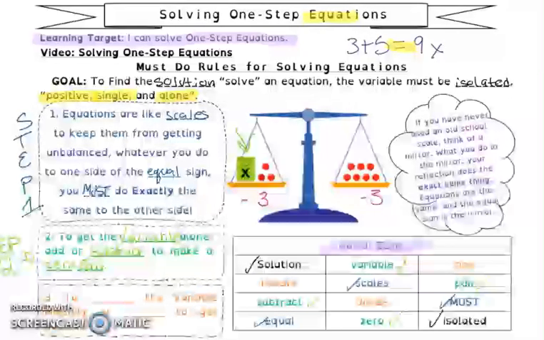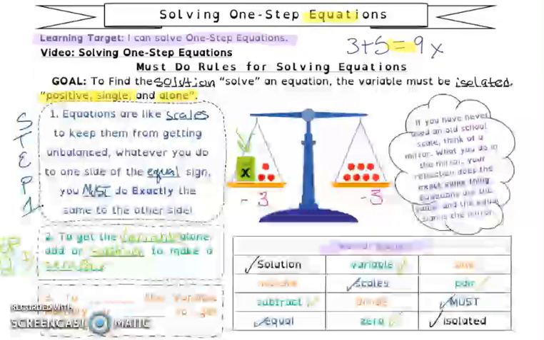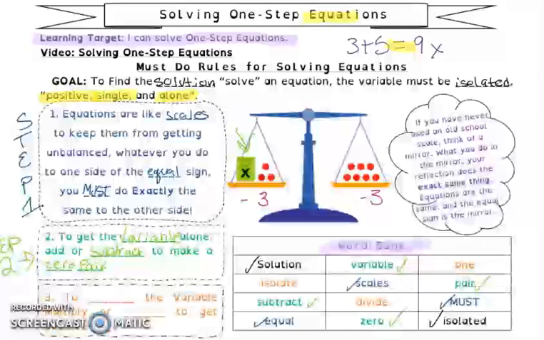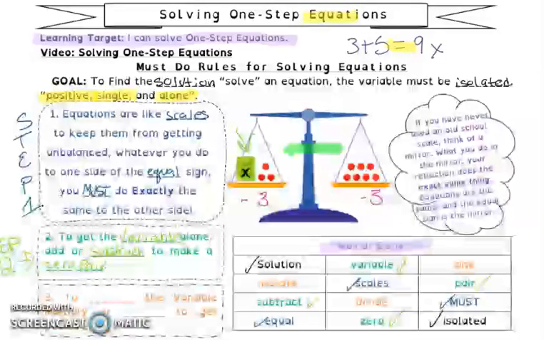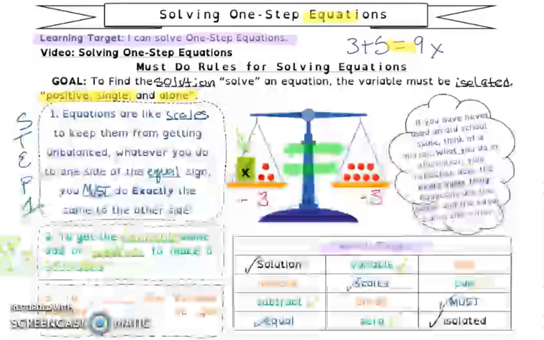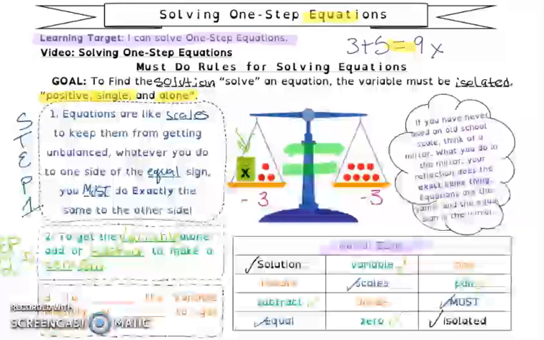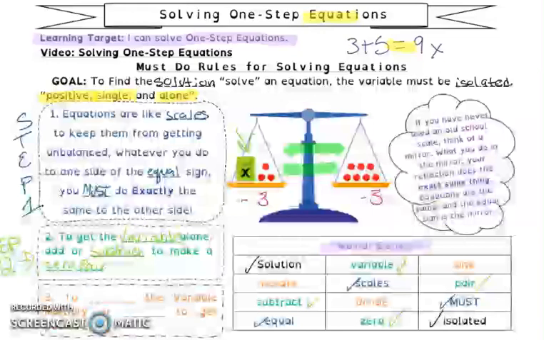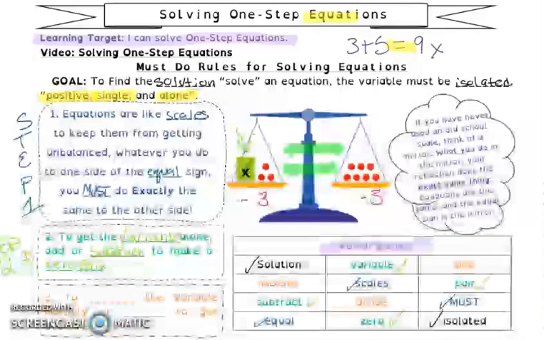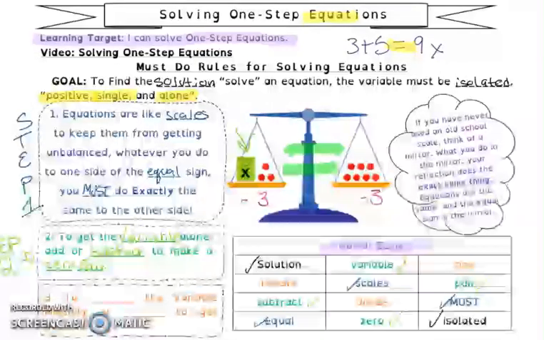And it's really nice for me personally. I like to actually pretend to draw a scale. So when I write my equation out on a piece of paper or on our computers now, when I have my equal sign, I actually draw a line down the middle to remind myself of the scale.